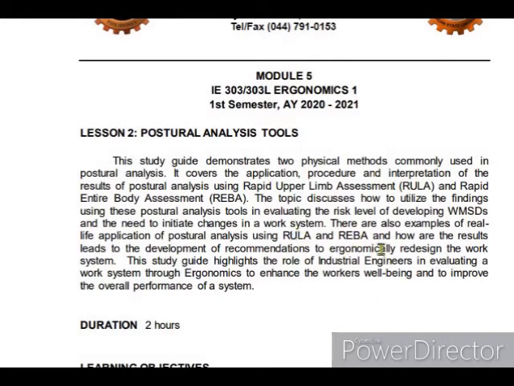Okay? So, there are also examples of real-life application of postural analysis using RULA and REBA, and how the results lead to the development of recommendations to ergonomically design the work system. Okay, so meron tayong mga example in real-life situation. This study guide highlights the role of industrial engineers in evaluating a work system through ergonomics to enhance the workers' well-being and to improve the overall performance of a system. Okay, so ito ay gamit na gamit natin sa ergonomics.